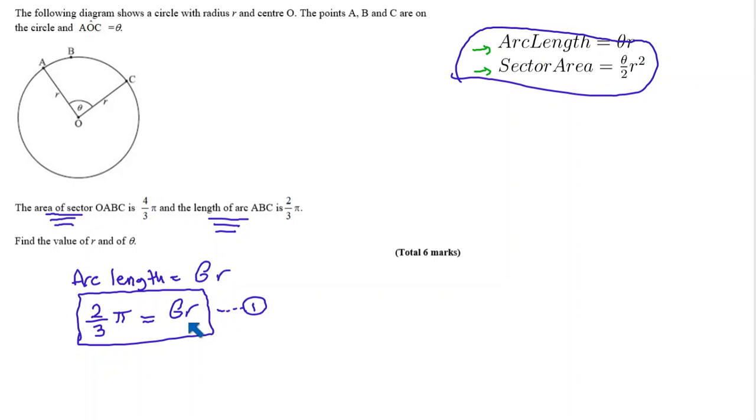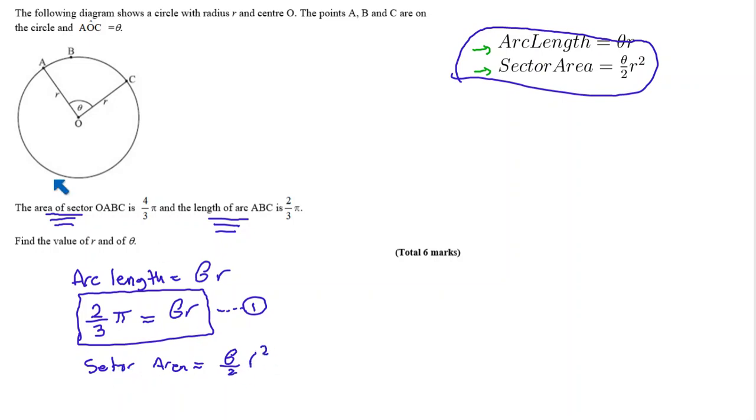So I've used the first one, the arc length, to find the first equation. Now I need another equation. My other equation will use the sector area because it's given. Again, we always refer back to the information given in the question and use it. It is the help for us to find the values needed. The rule of the sector area, as we can see here, is theta over 2 r squared.